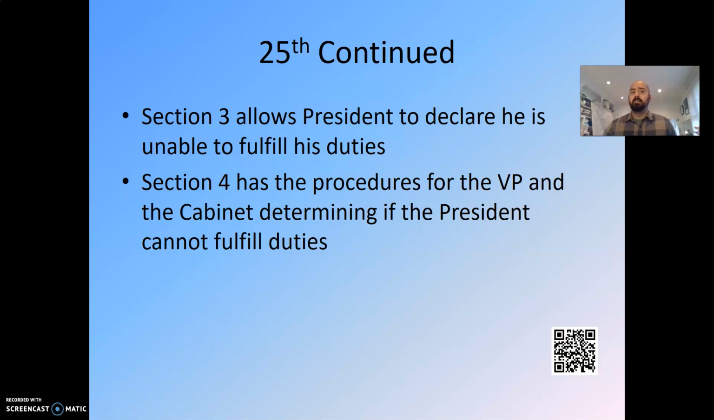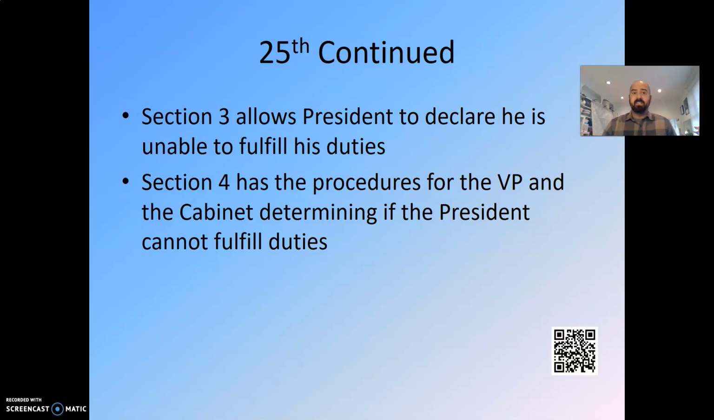Can the president be removed? The vice president and half of the cabinet, or another body as created by the legislature, can vote that the president can no longer fulfill his duties. This can only last for 4 days, the way it's stated. And the president can send a letter to Congress stating that he is, in fact, able to fulfill his duties. And then there's a process from that point.